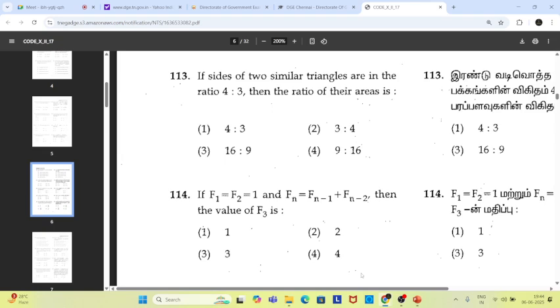Is it 2, sir? 2, sir. So F2 is 1, F1 is also 1. So F3 is equal to 1 plus 1. That is equal to 2. Yeah, 2.